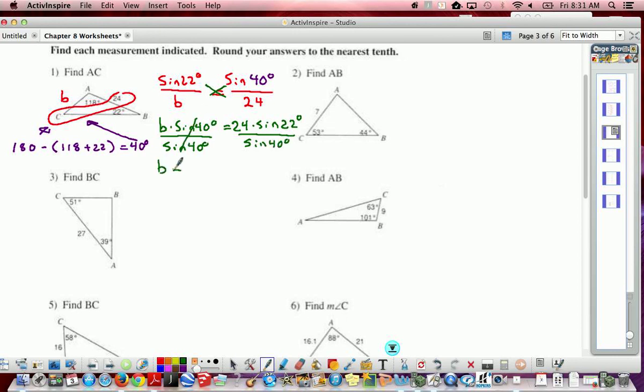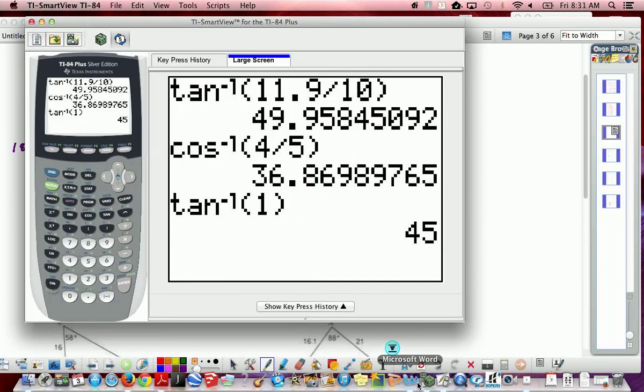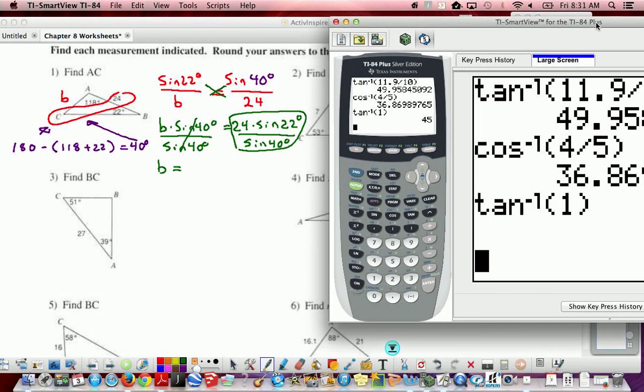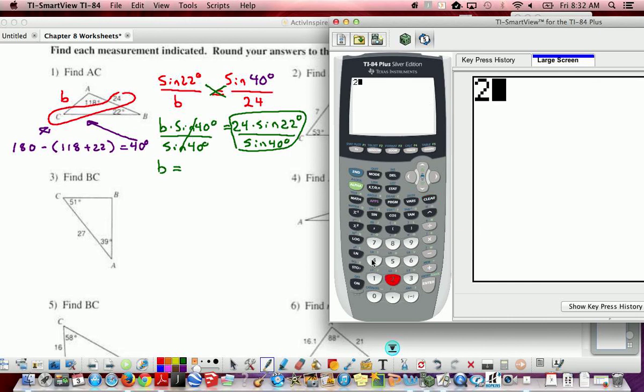So b is equal to, so I want to plug this whole thing right here into my calculator. So that's where the fun begins. It's actually not too hard, you just need to make sure you use parentheses correctly. So if you look at my little screen, we'll do it here for you. So you go 24 sine of 22. Now, close the parentheses. If you forget to do that, you're going to get the wrong answer. Divided by sine of 40. Getting good habits, close your parenthesis.